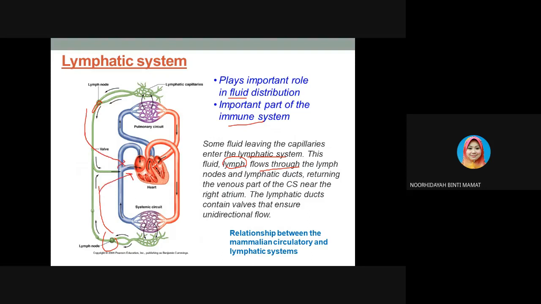Okay, near the right atrium, the lymphatic ducts contain valves that ensure unidirectional flow, so the lymph does not flow back to the capillaries. So this is the relationship between the mammalian circulatory system and the lymphatic system.